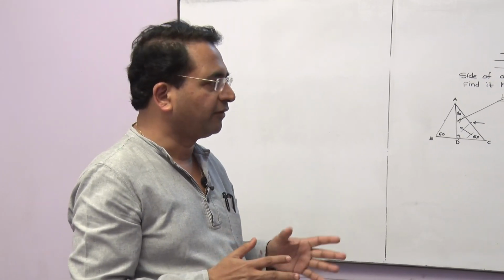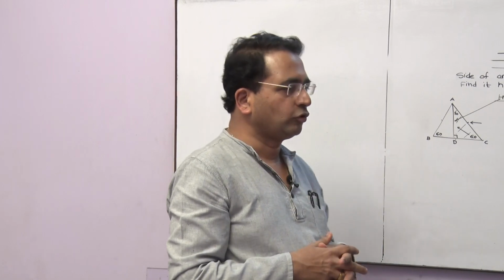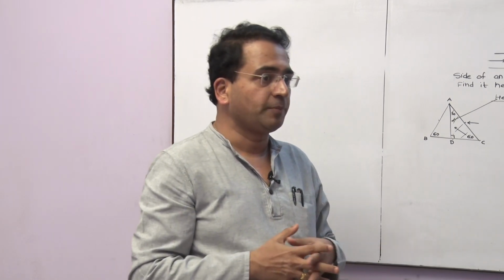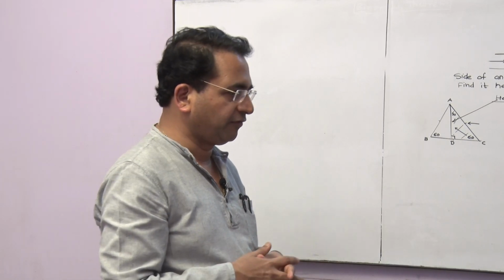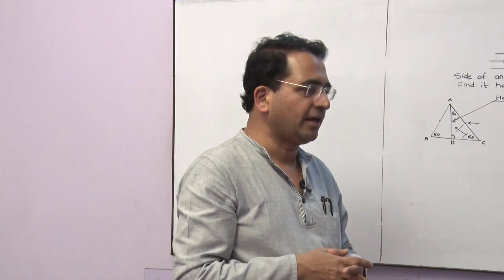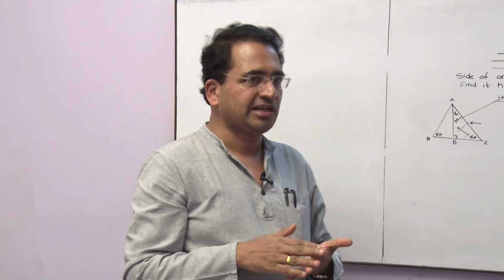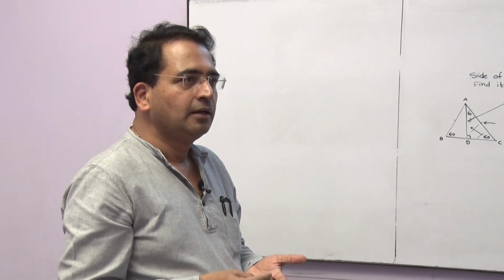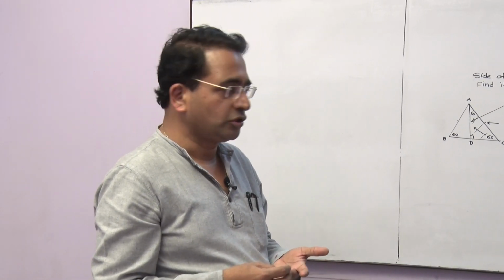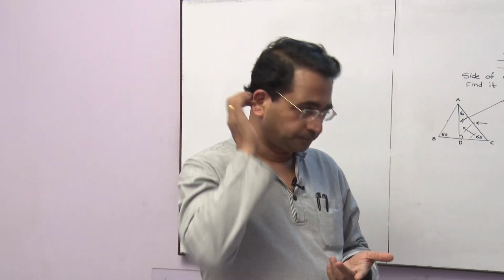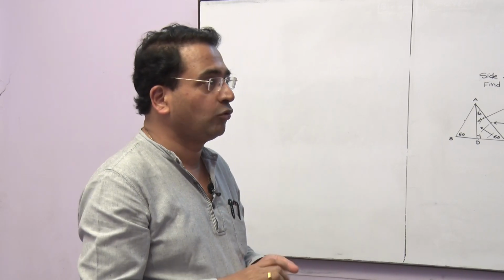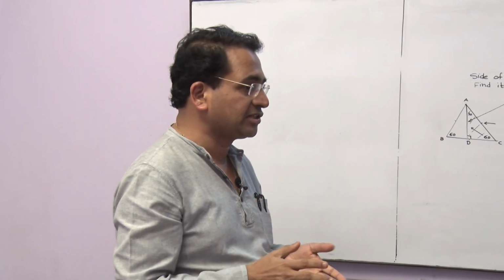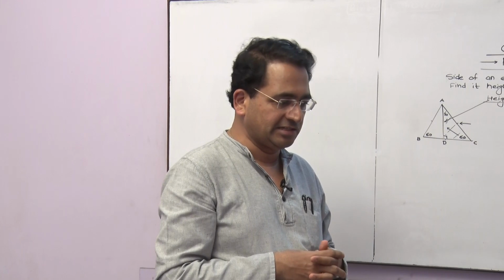Whatever topics we have taken, that is similarity and Pythagoras, they are the major topics for outside sums. Now the chapters which are left, we are also going to discuss in a similar manner. Circle topic is there, then trigonometry is there, construction is there, coordinate geometry is there. We are going to discuss those chapters also in detail like this.